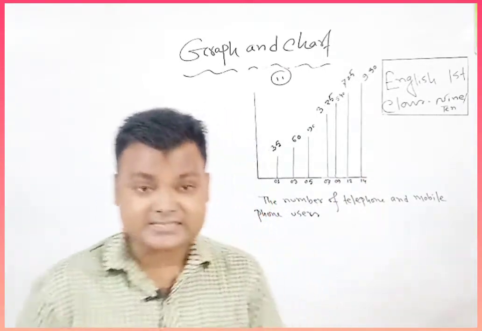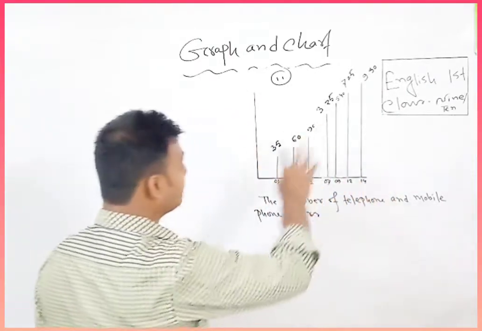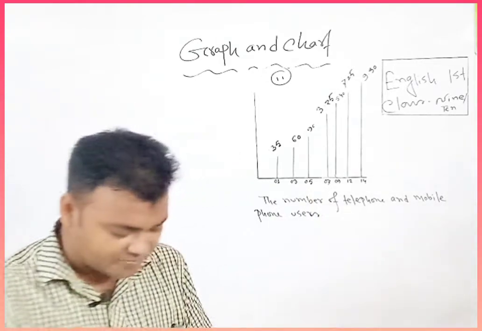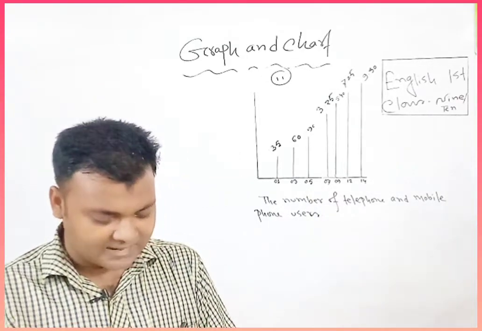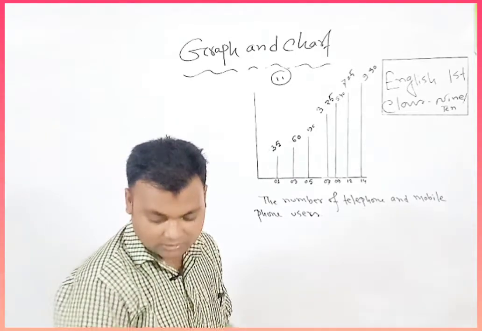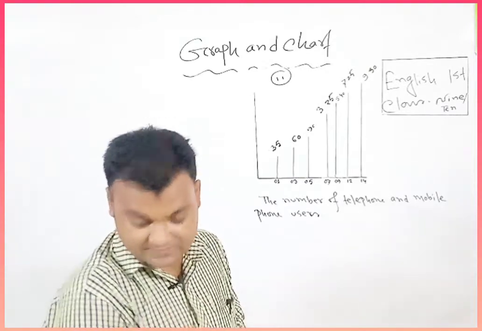So this is the rate of 5 or 6 years overall. And now you have to write that. So from this analysis graph it can be said that the number of telephone and mobile phone users is on the rise. It is a clear indication that the communication system is being developed.